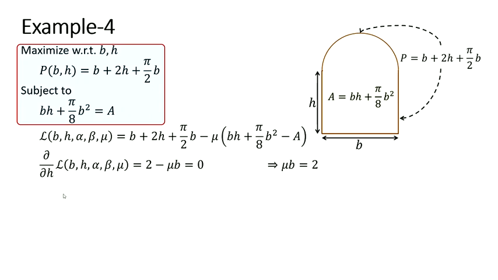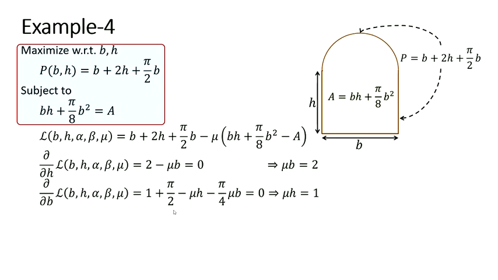Okay, so taking the derivative, just ignore the alpha and beta. I wrote this so that we would remember that it actually has 2 hidden constraints. Okay, so this is the derivative with respect to h. What do we have? 2 minus mu b equals 0, or mu b equals 2. Okay. Then derivative with respect to b is equal to 0. So 1 plus pi over 2 minus mu h, minus mu pi over 4b, right? So this is the derivative with respect to b.